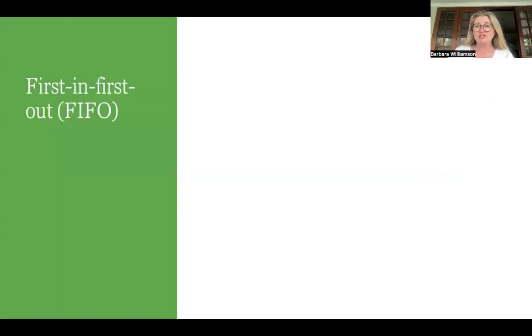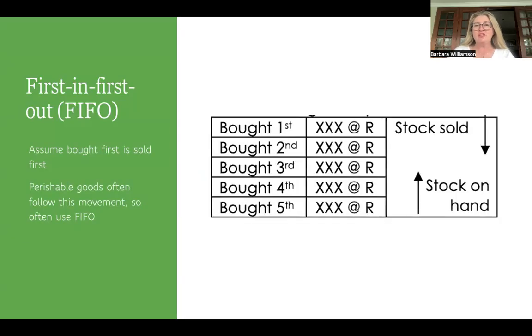So let's have a look at first in, first out. This is exactly what the name implies. This is assuming that whatever is first bought is sold first. We often use it for perishable goods, but it can also be for any other products where the actual stock movement follows this. What you will do is look at all the figures of the items that were bought. They'll usually give you a table showing what you bought in January, February, March, for example, how many items at what price, and so on.